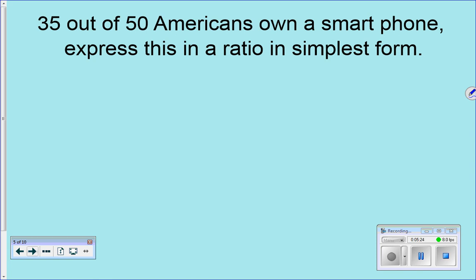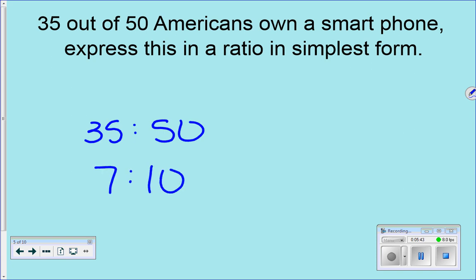35 out of 50 Americans own a smartphone. Express this in a ratio in simplest terms. First of all, what's my ratio without even reducing? Lydia. 35 to 50. And you're going to reduce by what? 5. So 7 out of 10 Americans own a smartphone.